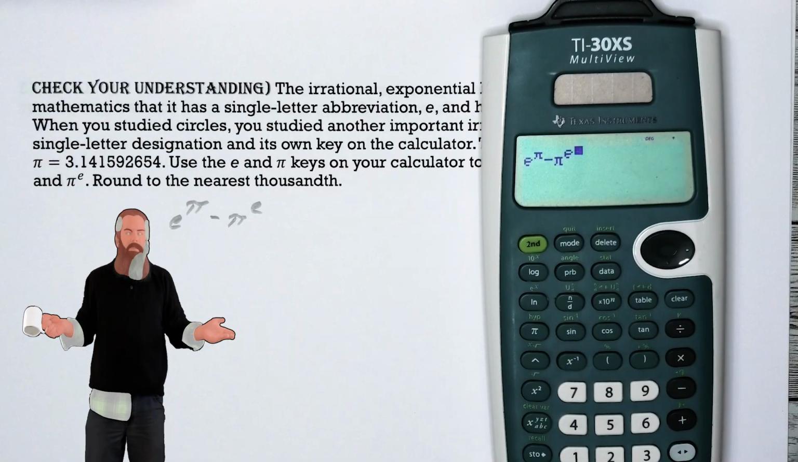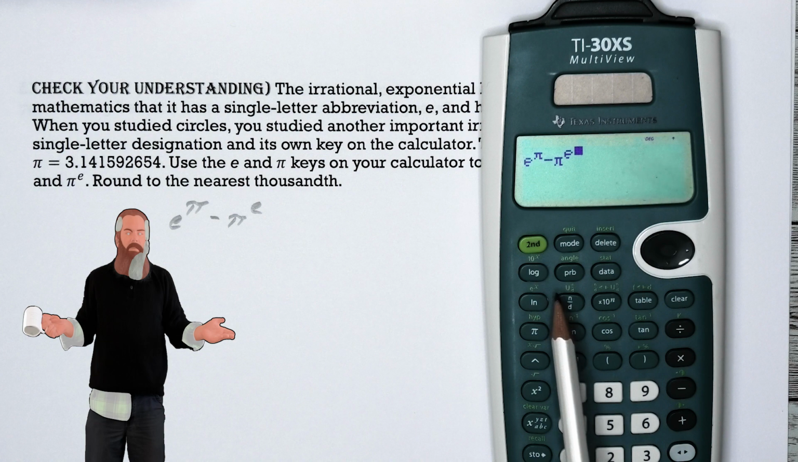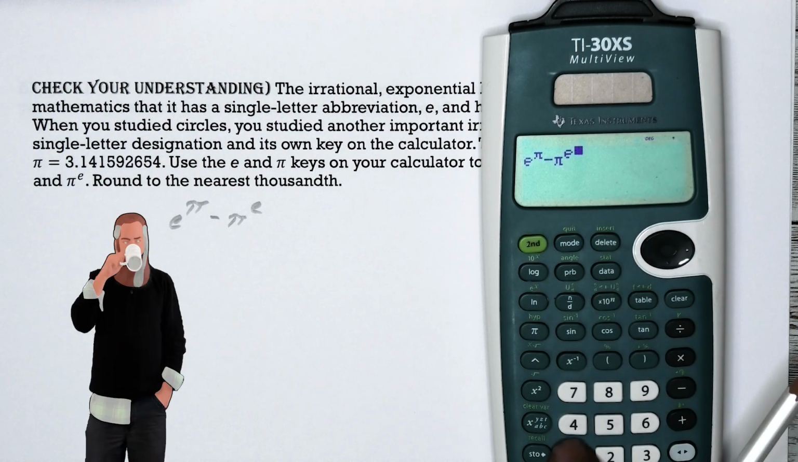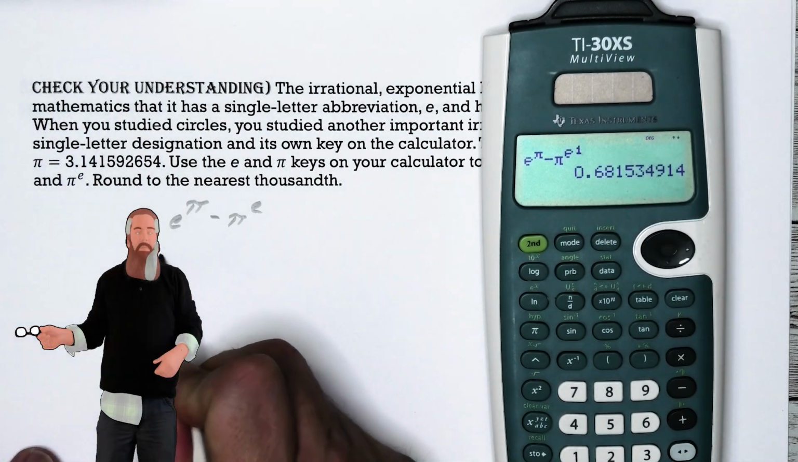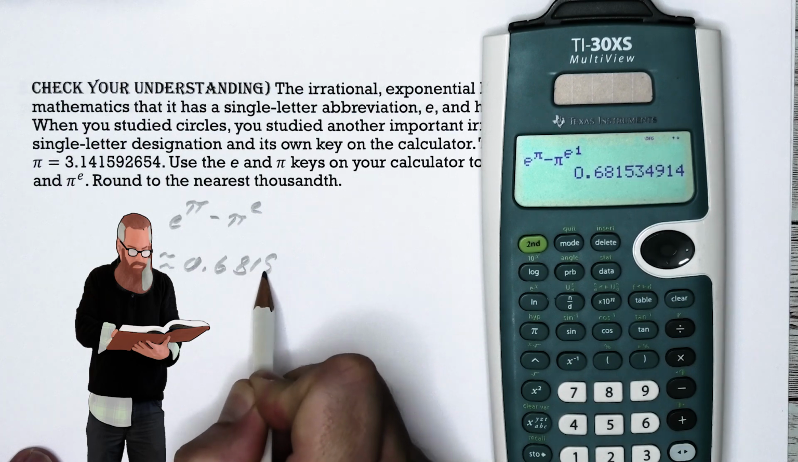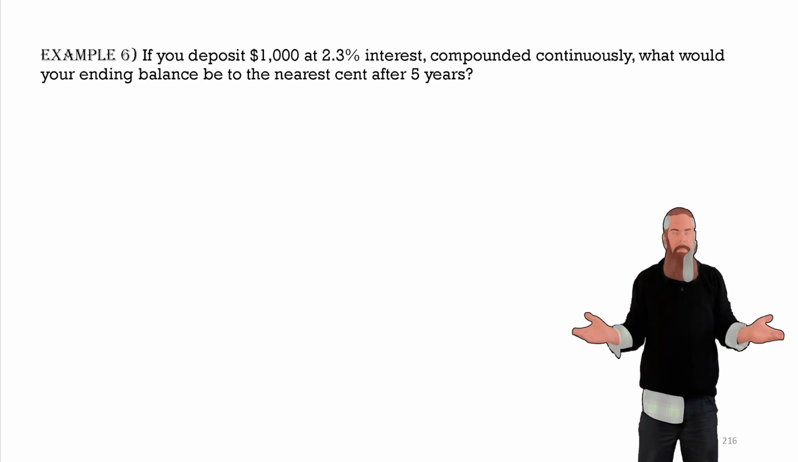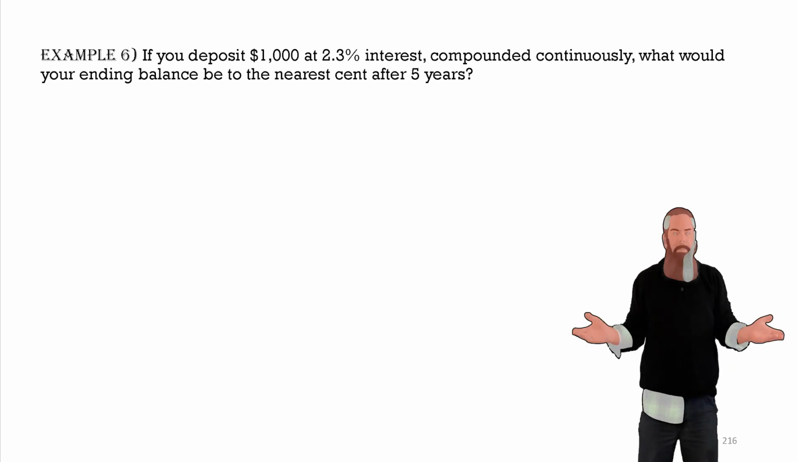On the TI-30XS, we see that there's a problem because we have an e to the x power as a second function. With nothing to put there, we can simply put a 1 in and hit enter. This is going to give us approximately 0.6815. So if you deposit $1,000 at 2.3% interest, compounded continuously, what would your ending balance be to the nearest cent after 5 years?